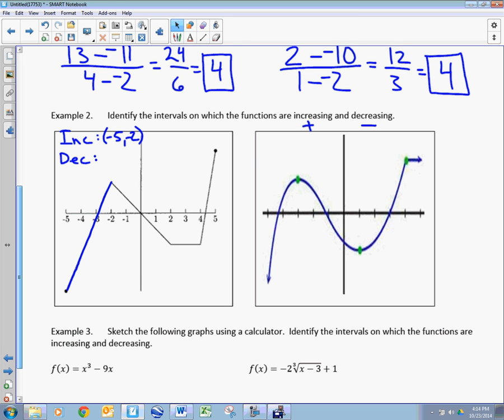After that, the function begins to decrease. It decreases from -2 to +2. In between here, the function is neither increasing nor decreasing, as the rate of change of the function is 0. After that, the function begins to increase again from 4 to 5.